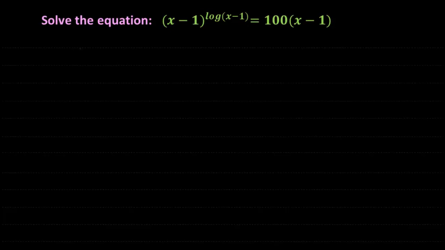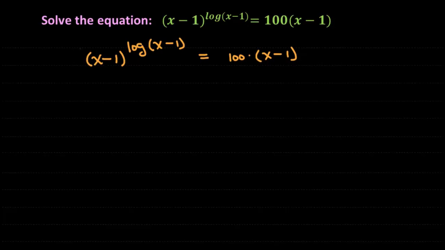So here we want to solve this equation for x. We have (x - 1) raised to the power of the common log base 10 of (x - 1), and that's equal to 100 times (x - 1).